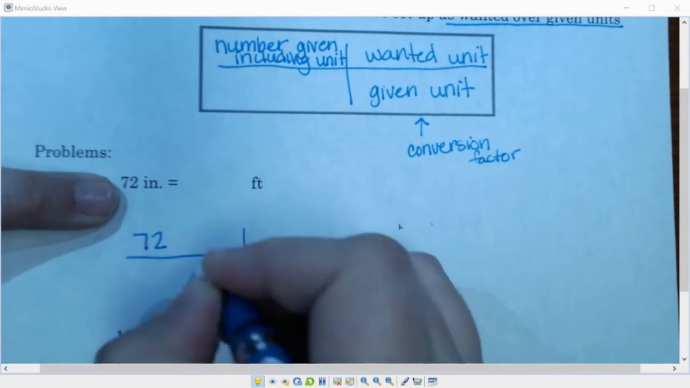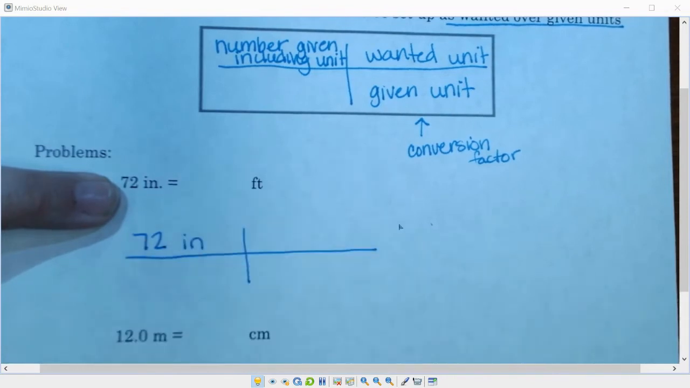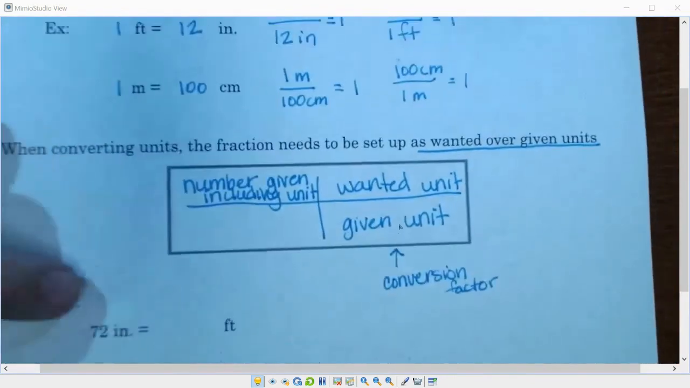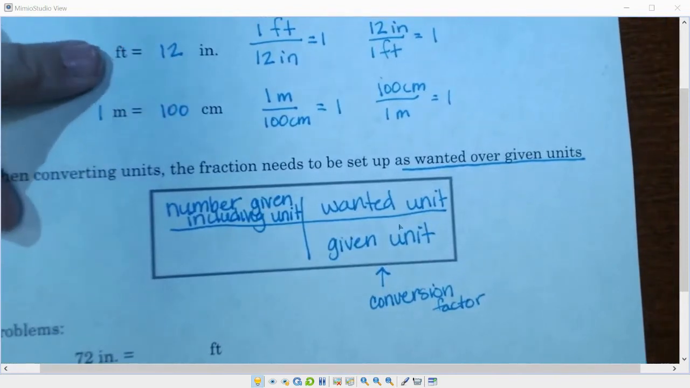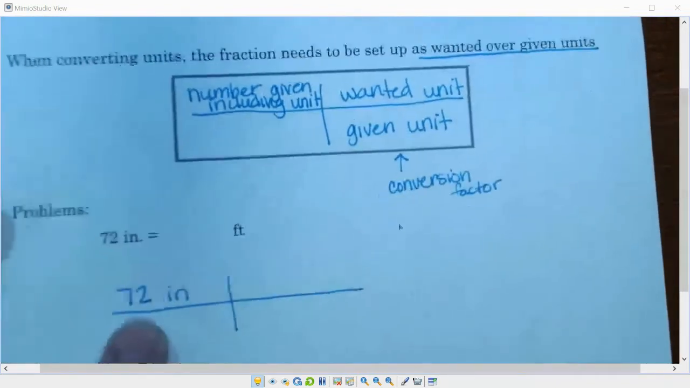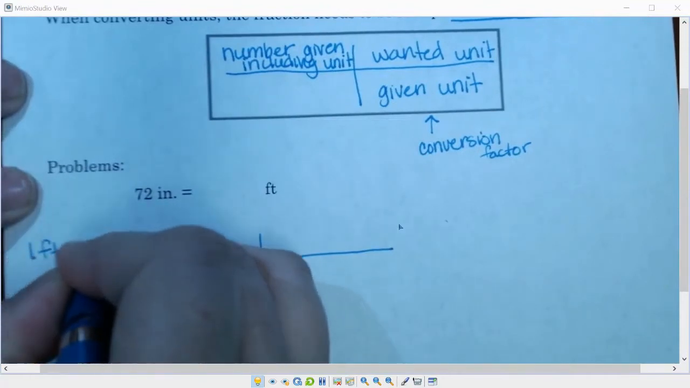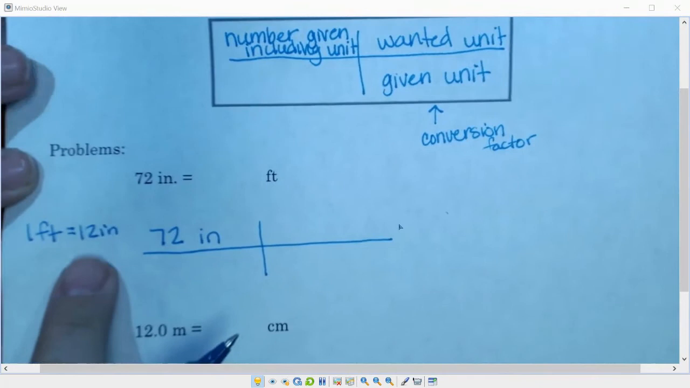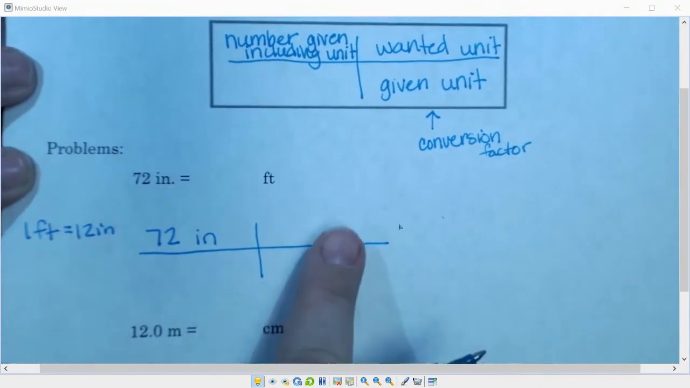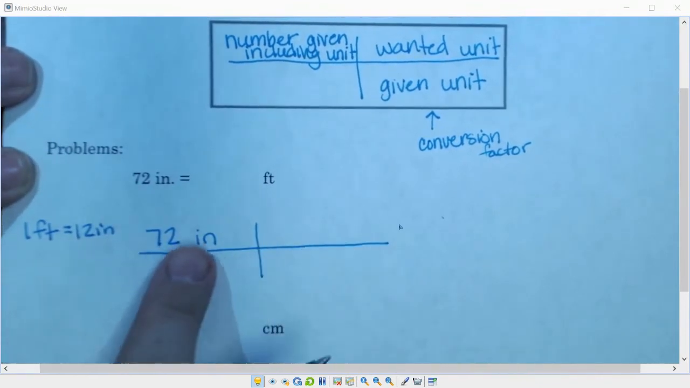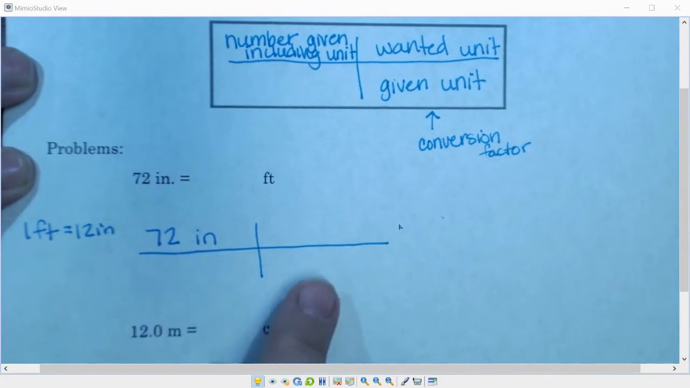So I put 72 with the unit. And then if I think back to my conversion factor up here, how feet are related to inches, 1 foot is equivalent to 12 inches. That's an equality. But I'm going to set that up as a fraction with the unit that matches what I was given on the bottom.